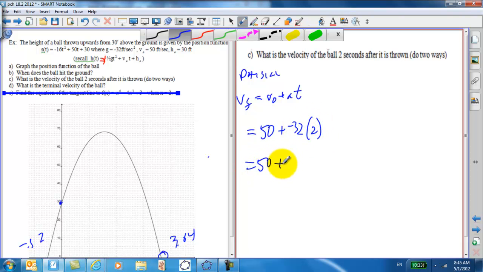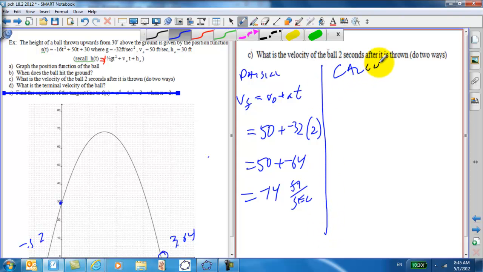50 plus negative 64 is negative 14 feet per second. That was from physics. Now in calculus, which is the basis of physics, we can come up with a velocity equals the derivative of the displacement. So you take your displacement equation, remember, displacement was negative 16t squared plus 50t plus 30, and take the first derivative. So that becomes negative 32t plus 50.